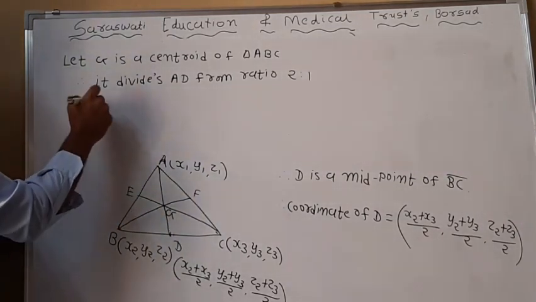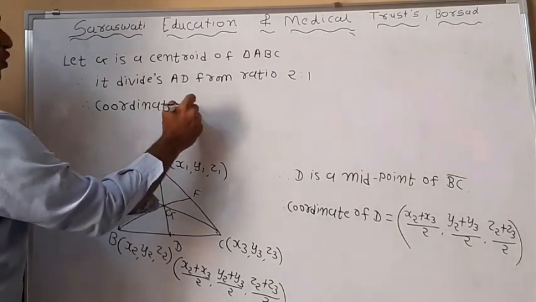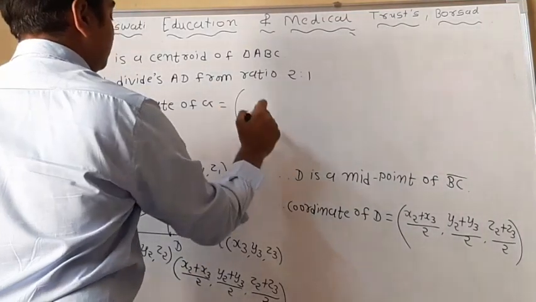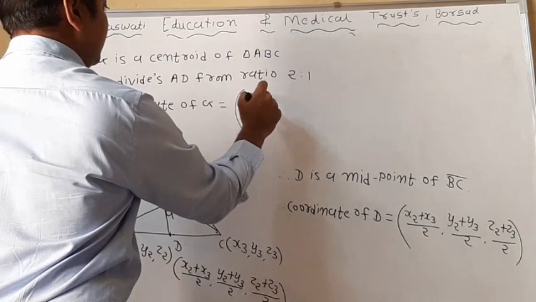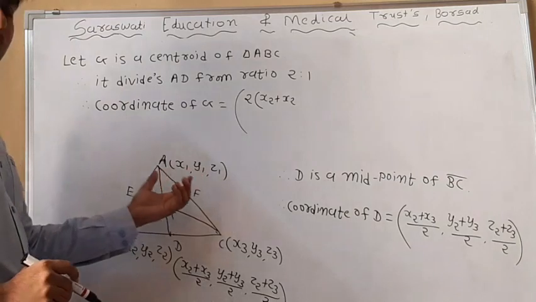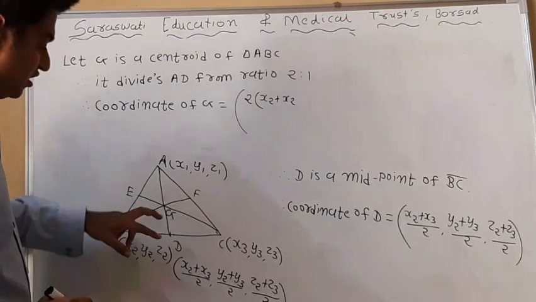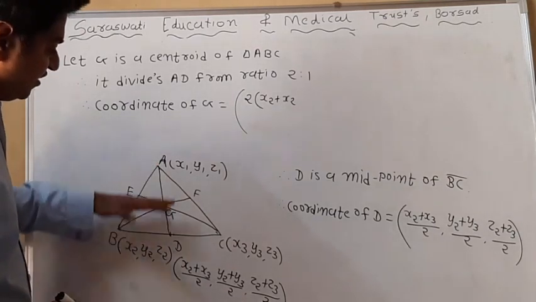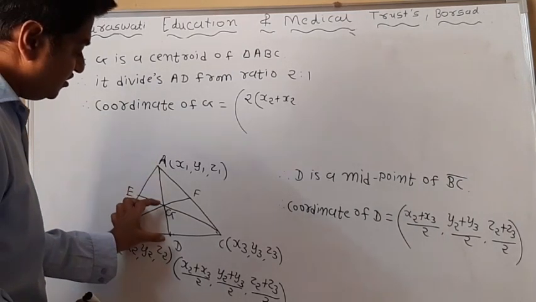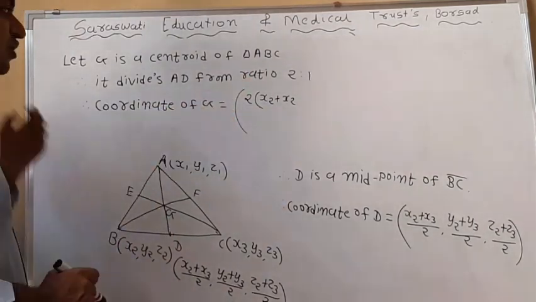So therefore the coordinates of G are equal to, using the ratio formula, 2 into the bracket x2 plus x3. This portion is 2 and this portion is 1. AD is divided into 3 equal parts, so AG is considered 2 and GD is considered 1. So our ratio is 2:1.